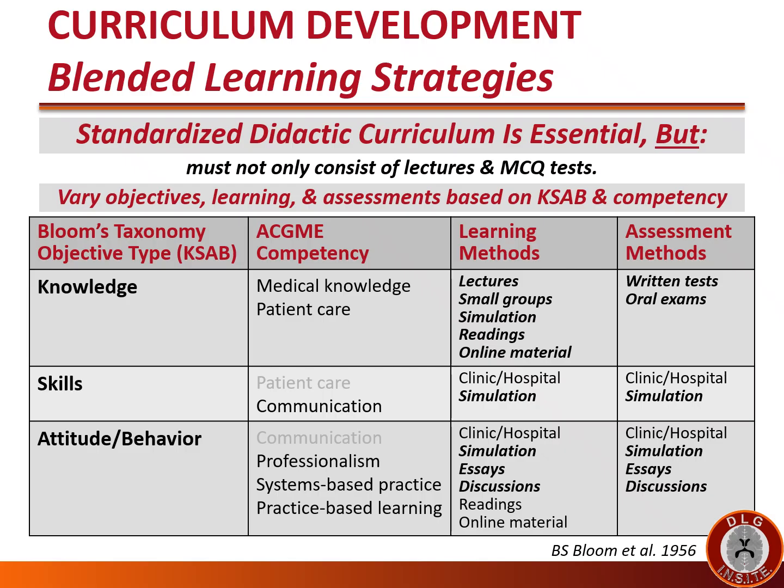If the objective type is attitude or behavior, the corresponding ACGME competencies are communication, professionalism, systems-based practice, and practice-based learning. The learning methods would be in the clinical arena, again, possibly the hidden curriculum, or simulation, essays, discussions, readings, and again, online material. And the assessment can be done either in the clinical environment or through simulation, essays, and discussions.